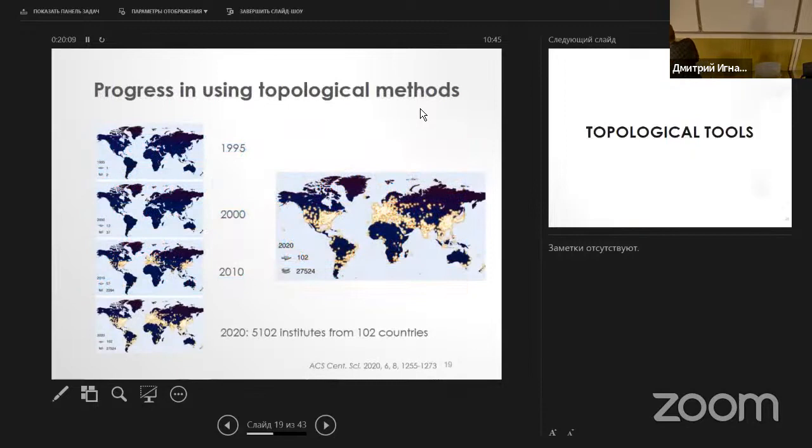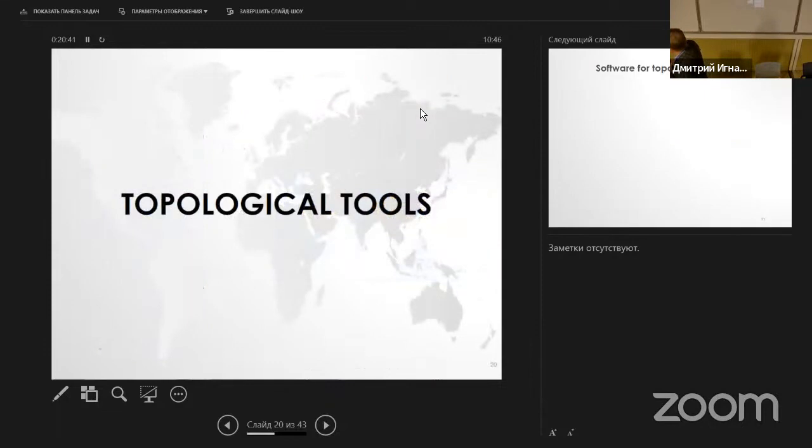Topological methods in crystal chemistry and material science started to be used almost 30 years ago, in the middle of the 90s. But you see here the progress of these methods, and now already more than 5,000 universities and research groups use these methods all over the world, and this number is growing very fast.